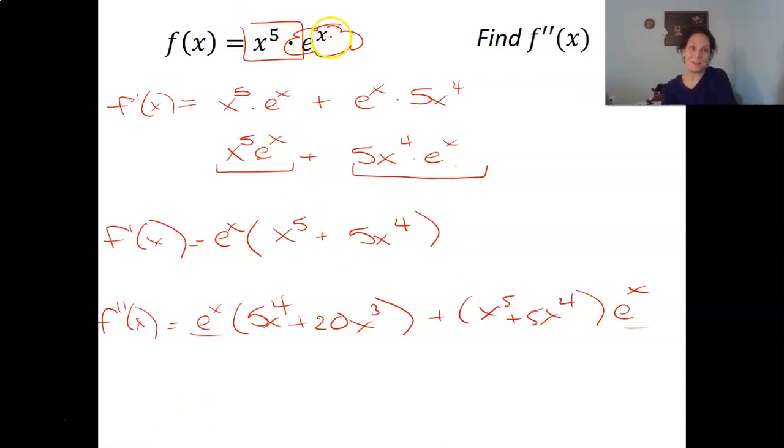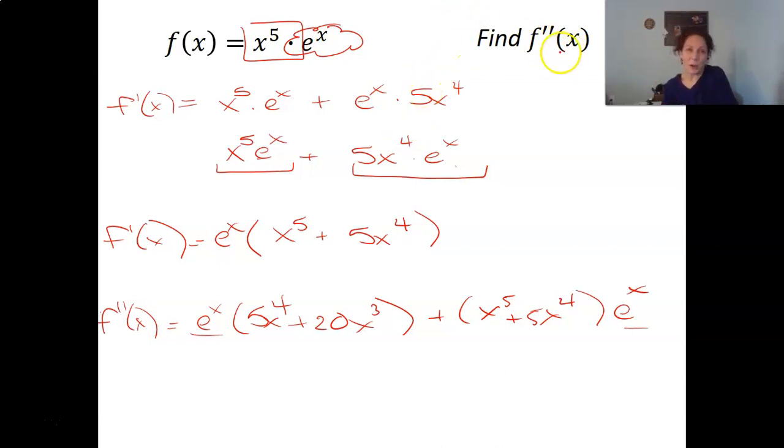Quotients, you can imagine, are super fun. When you take the derivative of a quotient, you get another quotient. So they can be kind of complicated depending on the function. But the key here is to know the notation and know what they're asking.